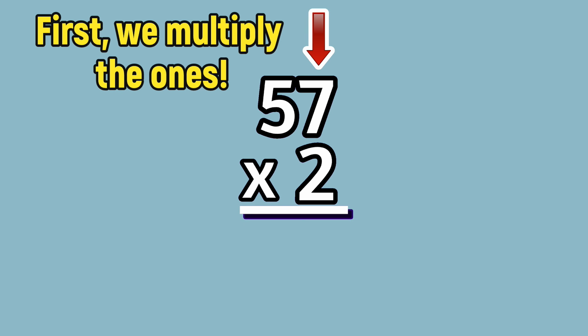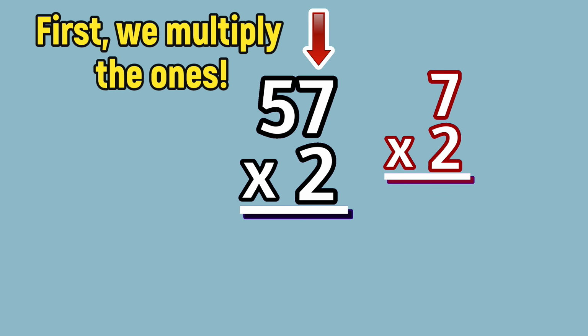Let's do another one, but with a special twist. 57 times 2. We make sure it's lined up by place value and we're ready to go. First, we multiply the ones. What is 7 times 2?